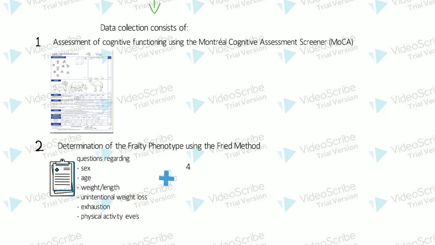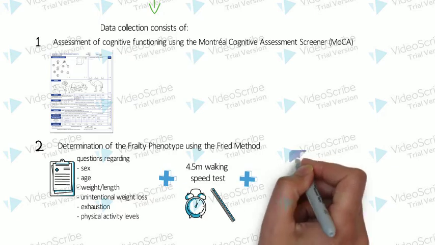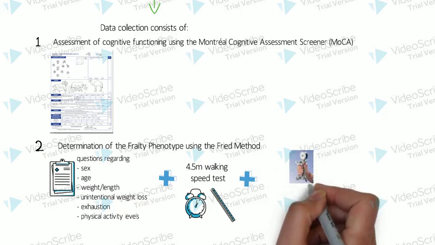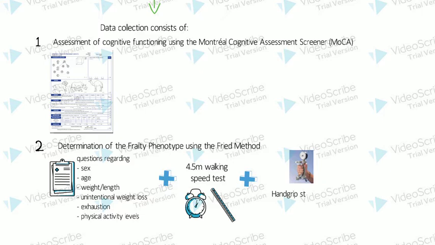Furthermore, a patient is also asked to perform a 4.5 meter walking speed test. A patient is asked to walk a distance of 4.5 meters, and we record the time it takes for a patient to perform this test. Finally, we will also determine the hand grip strength of a patient using the Jamar hand dynamometer.